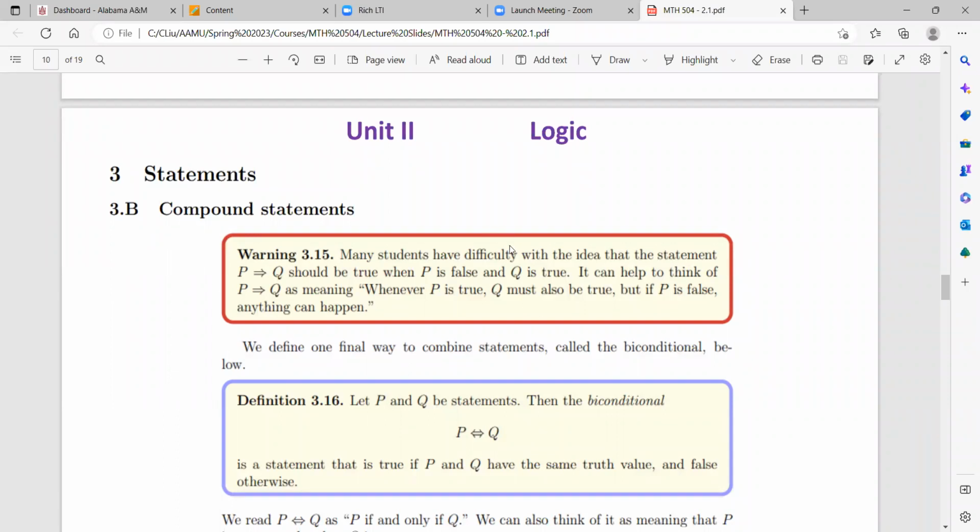So many students have difficulty with the idea that the statement P implies Q should be true when P is false and Q is true. How is that true? It doesn't make sense. But actually, it can help to think of P implies Q as meaning whenever P is true, Q must also be true. But if P is false, then anything can happen. So if P is false, then it really doesn't matter whether Q is true or false. Anything can happen. So it has to be true in any case.